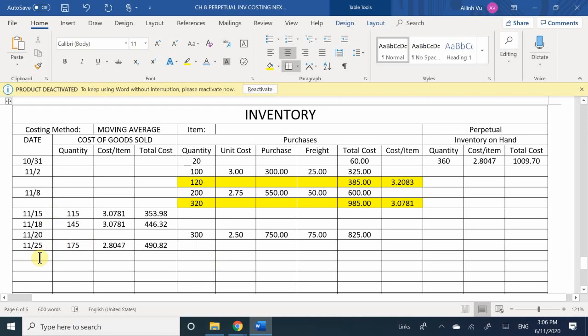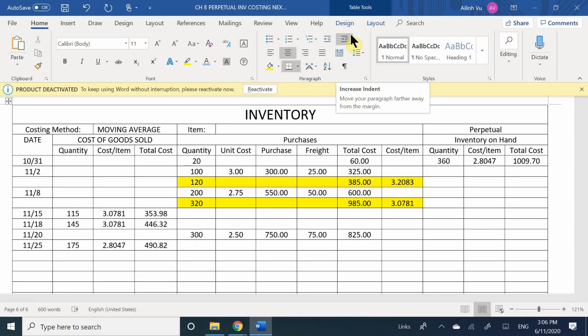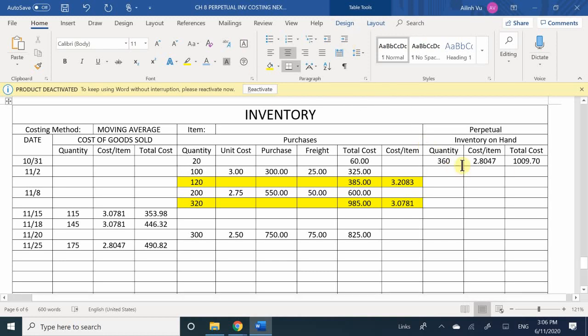So now let's go over here and calculate it. What is 360 minus 175? 185. We got 185. And what is this number here?